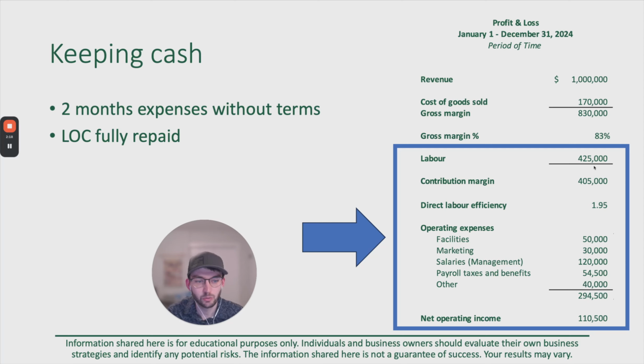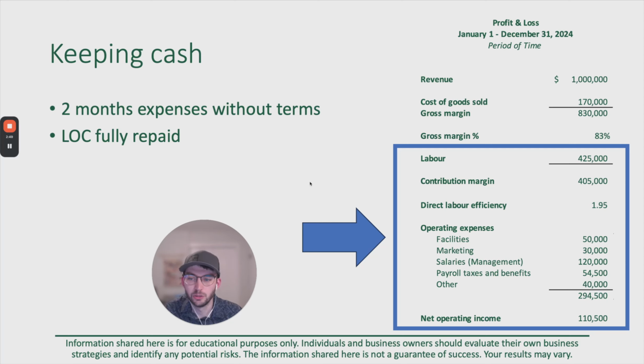And so in this case, we would take the 425,000 plus the 294,500, and then we would divide that by 12 and multiply it by 2. And in this scenario, that means we would have $120,000 that should be in the bank account. And this is the amount that's going to make sure we can continue to pay bills, but also that we don't have so much cash laying around that it's not being put to good use.